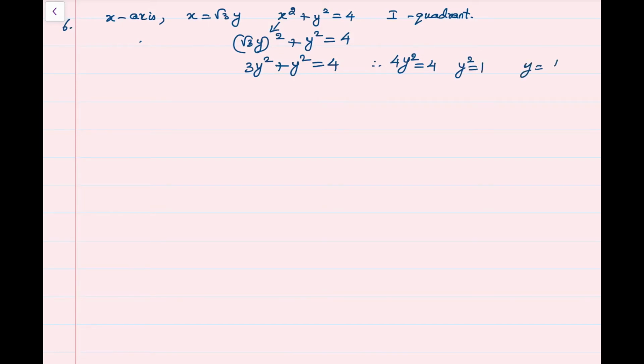Therefore, y is plus or minus 1. If y is plus 1, x will be root 3 times y. And if y is minus 1, x will be minus root 3. Therefore, the points of intersection are, be careful, you have to write the x coordinate first.